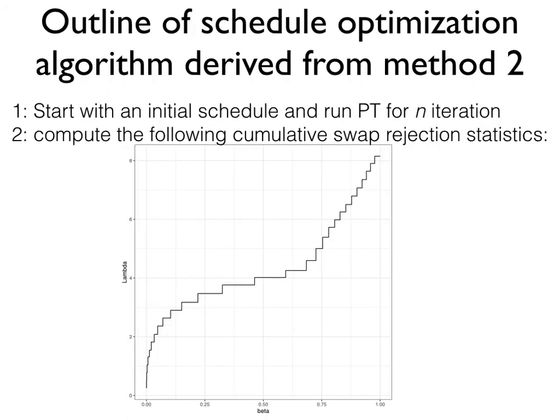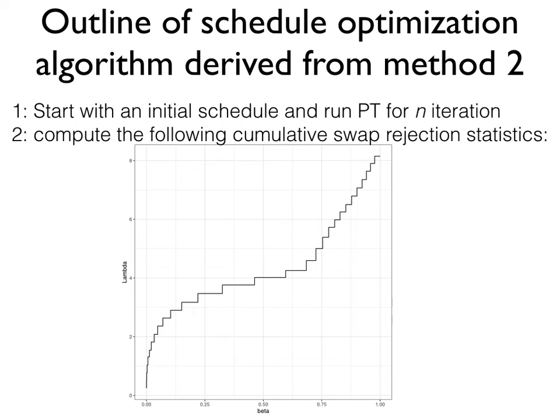So to give you an outline of the full schedule optimization method that we derive from the second method for estimating lambda, we're going to start with an initial schedule, let's say just uniform or geometric, and run parallel tempering for small n iterations. Then we're going to compute the following cumulative swap rejection statistics.